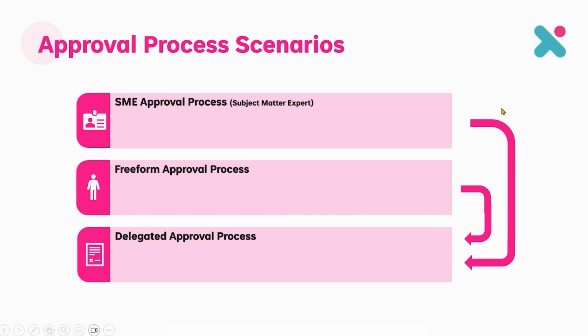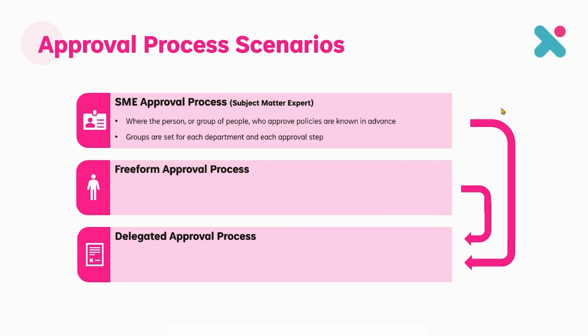Before we dive in, let's have a consideration about what are the kinds of workflow scenarios that we see when we're looking at policies. So the first one is where we have an SME or subject matter approval process. And in this scenario, you know the people who are responsible for that kind of policy, normally grouped by department. So it might be a head of HR or maybe a director of people at a second level. And it may be a person or it may be a group of people. So we might have one or two steps around that.